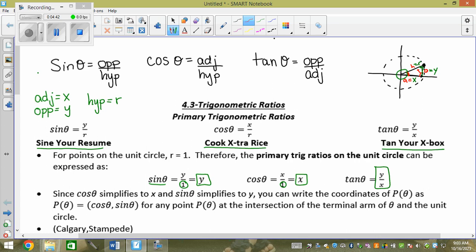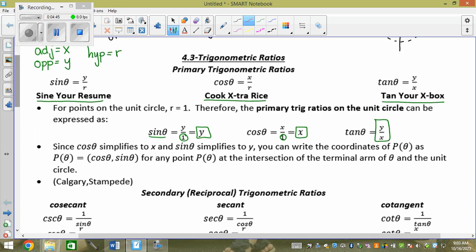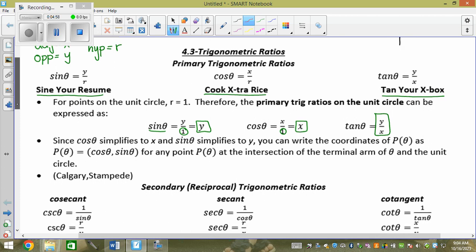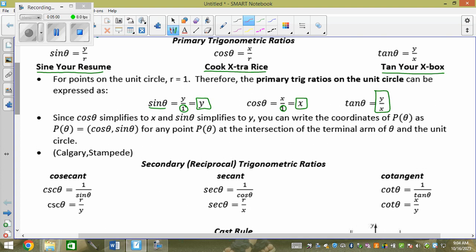Okay? So here it says, since cos simplifies to x and sine simplifies to y, you can write the coordinates of P theta as P theta is cos theta, sine theta, which we've talked about already. All of the ones on the unit circle can be written as cos theta, sine theta, for Calgary Stampede. Cool. That's nothing new-ish.